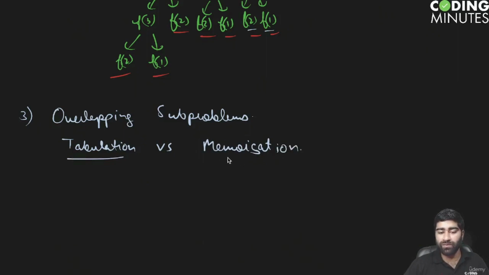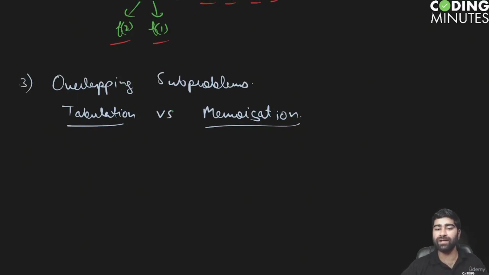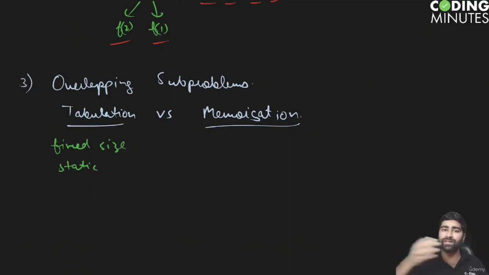right? So what are the differences between tabulation and memoization, guys? So tabulation is a table form, right? So we have a table, we already have a static, fixed size table, and we are filling it. We are filling the rows and columns of it by using other rows and columns which have already been filled, right? And what is memoization, guys?